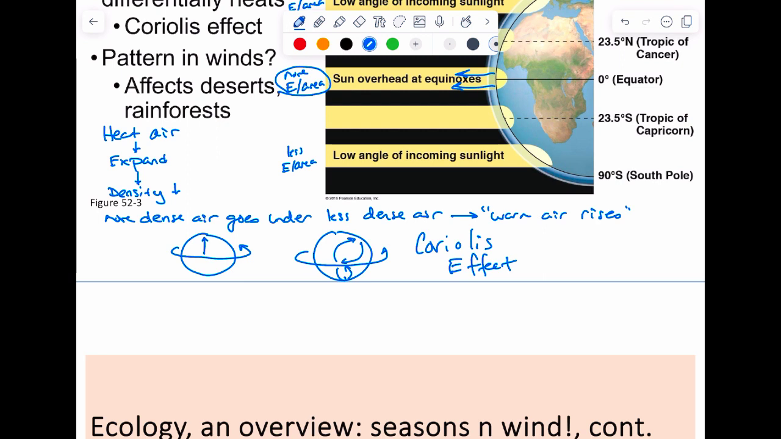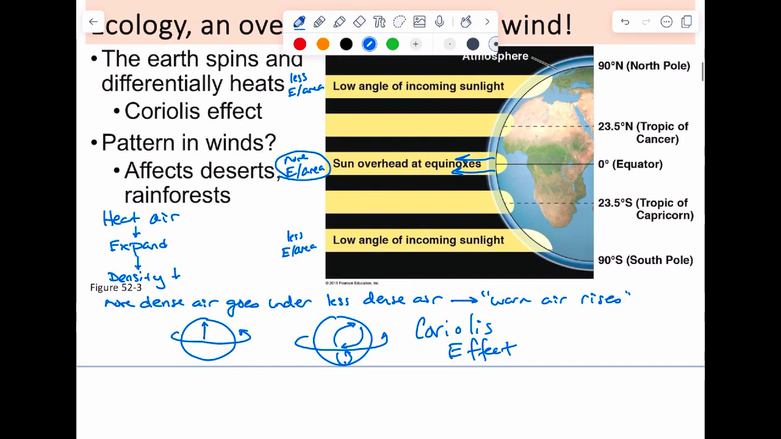It's not a real force. What this does is it means that as we heat up the air, it's going to deflect. How is it going to deflect? It's going to deflect up or down. How far will it deflect up or down? Roughly 30 degrees. I know, it'll come back. It always comes back.